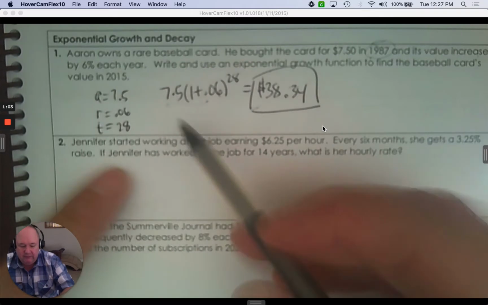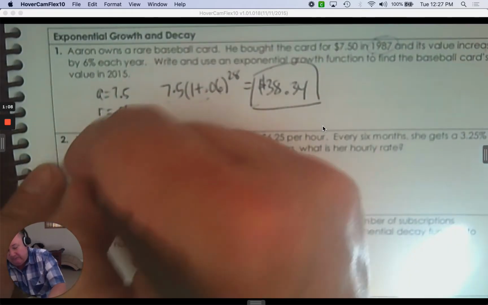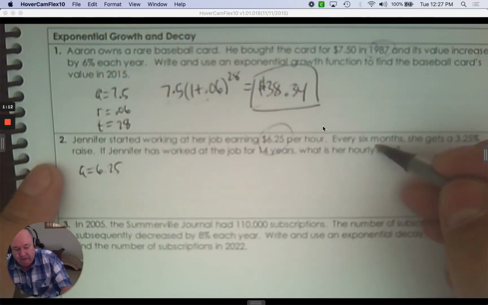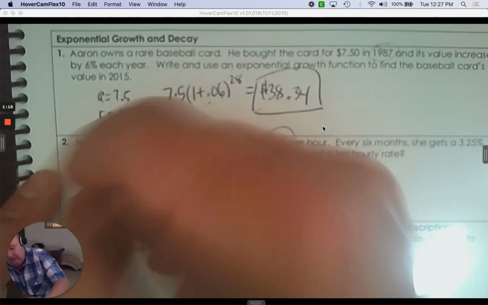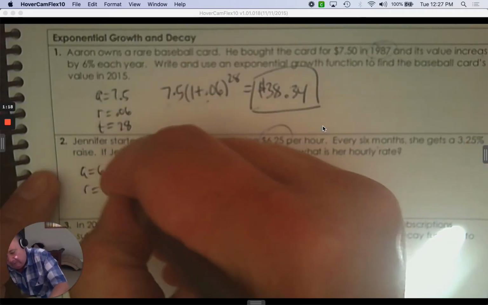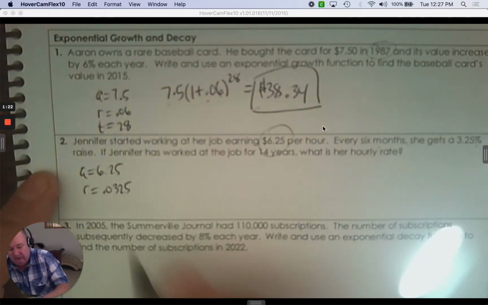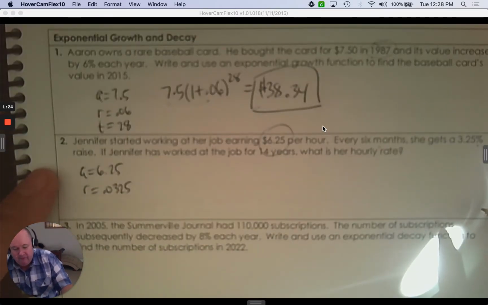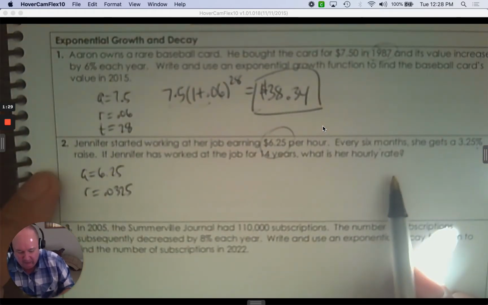Number 2, Jennifer started working at her job, earning $6.25 per hour. That's the initial amount. Every 6 months, she gets a 3.25% raise. Make sure you change the percent to a decimal. If Jennifer has worked at the job for 14 years, what is her hourly rate?